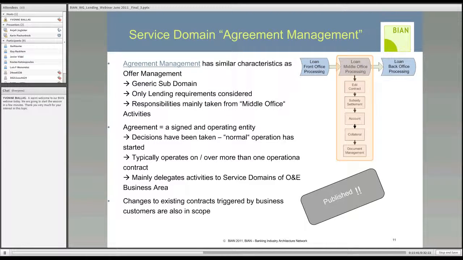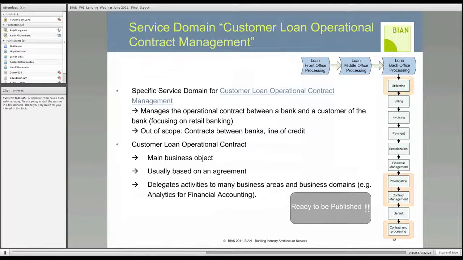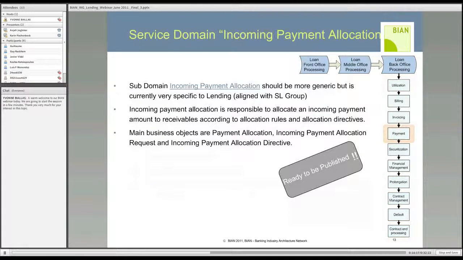The next set of deliverables that we undertook was, like the offer and agreement management, around the customer loan operational contract, which involved the life cycle of the customer loan operational contract, or the contract between the bank and the customer. This is ready and it is yet to be published, however. And the final set of deliverables that we completed as a part of our service definitions was incoming payment allocation. Again, this is more of a generic service domain. However, we have taken it under the scope of lending right now, and the idea is to allocate the incoming payments from lending based on rules.